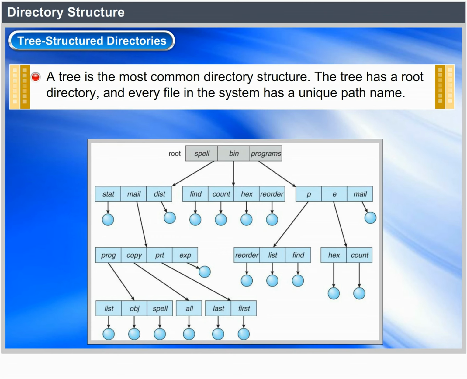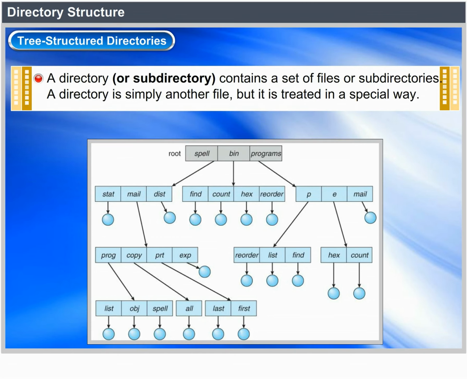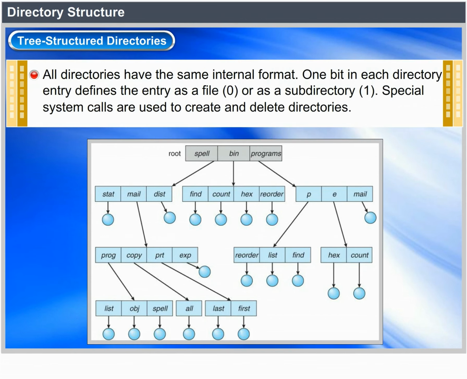A directory or subdirectory contains a set of files or subdirectories. A directory is simply another file, but it is treated in a special way. All directories have the same internal format. One bit in each directory entry defines the entry as a file (0) or as a subdirectory (1). Special system calls are used to create and delete directories.